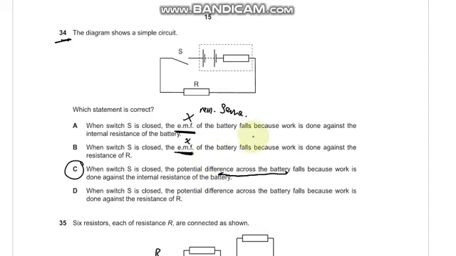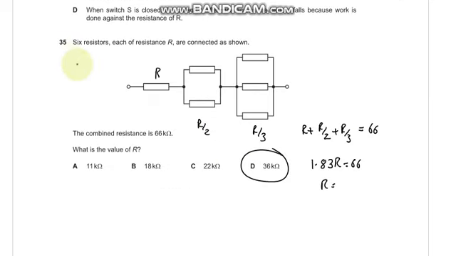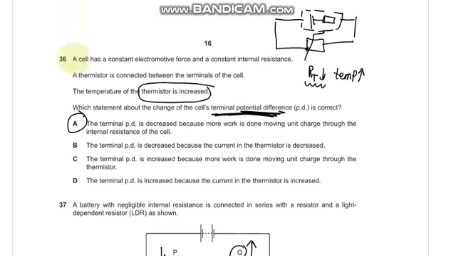Internal resistance, the work is done. Question number 35, it says to find the value of R. So this is R, this becomes R by 2, and this becomes R by 3. So this in turn becomes in series 1.83 R equals 66 kilo ohms. So R becomes 36. So this is D. Question number 36 says that an EMF with internal resistance is connected in parallel with a thermistor. The temperature of the thermistor is increased, so the resistance of the thermistor would decrease. So the terminal potential difference would decrease because the resistance of the thermistor has decreased.